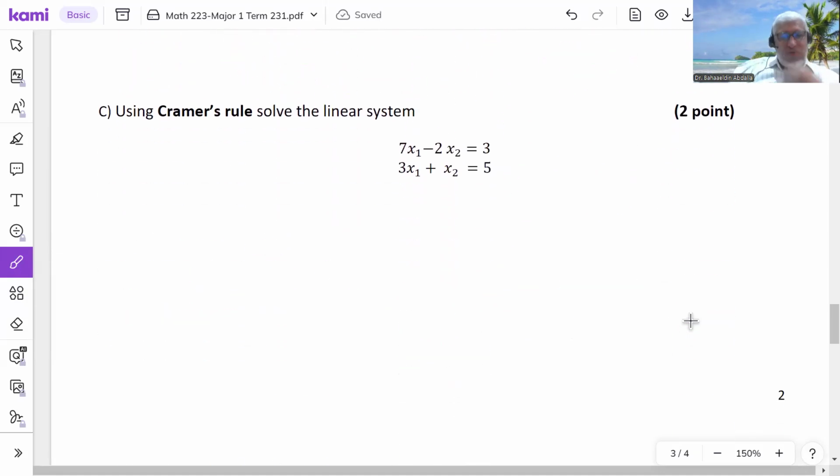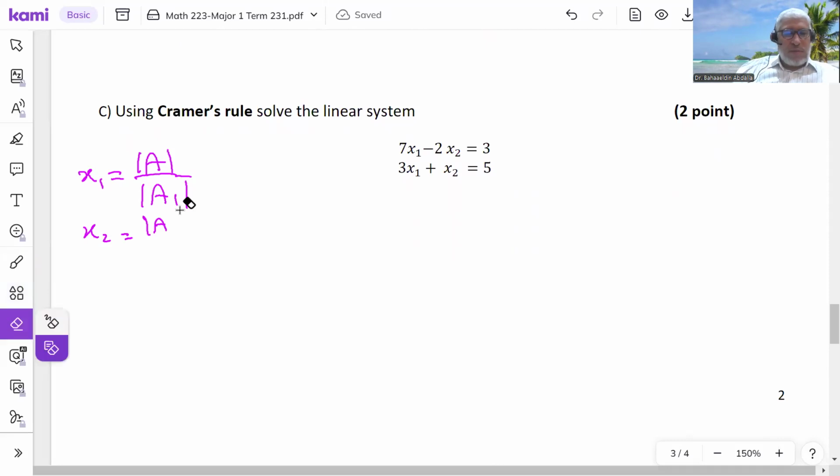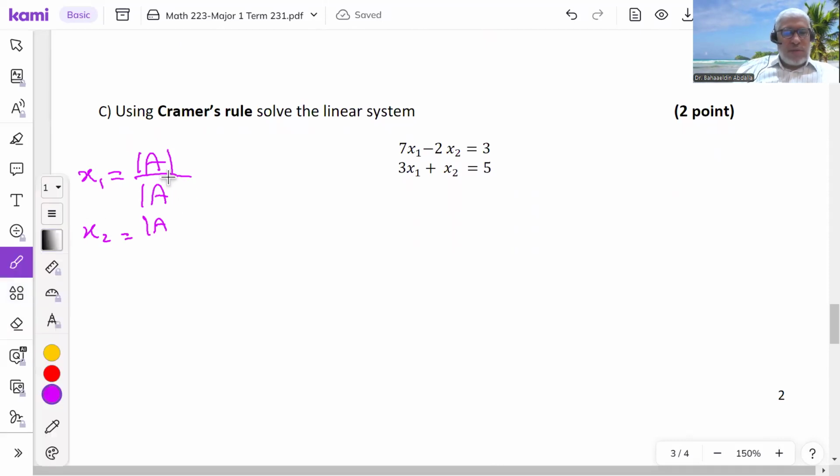Use Cramer's rule to solve the linear system. Well, using Cramer's rule, x1 is determinant of A1 over determinant of A, and x2 is determinant of A2 over determinant of A.